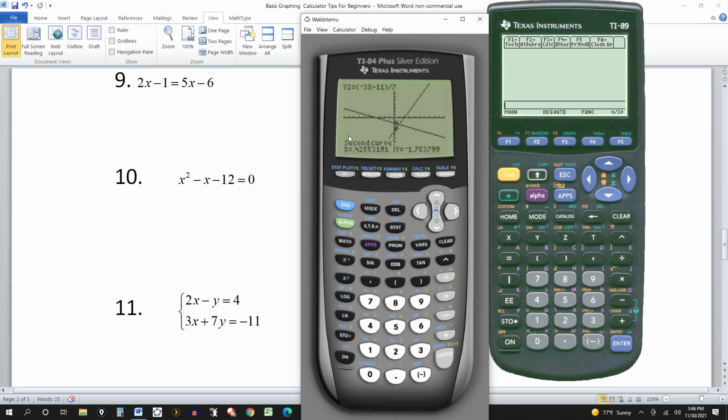Now for the second curve. So now I want to go to the second curve next to that point and hit enter. Now it asks me to guess. You can ignore that and just hit enter. And it says intersection occurs at x equal 1 and y equal -2. And obviously we check that, but you can check that to make sure it works.